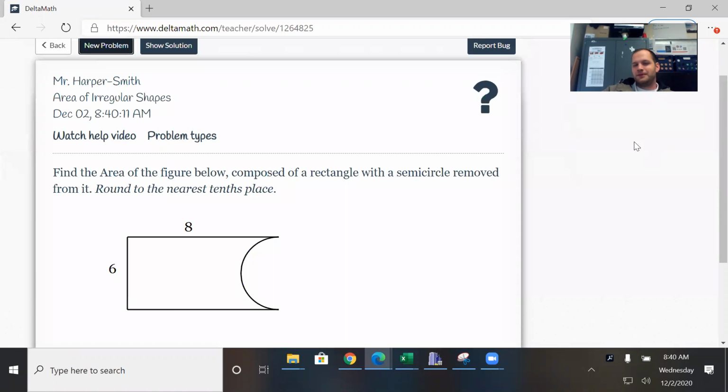I want you to try this one. On your mark, get set, go. All right, pause the video. You should have the answer by now. Let's do it together. 6 times 8 is 48, which would be the entire area. But we need to subtract off the half circle. What is the radius of the half circle? It's 3. Okay. So we have pi times 3 squared divided by 2, because it's just a half circle.